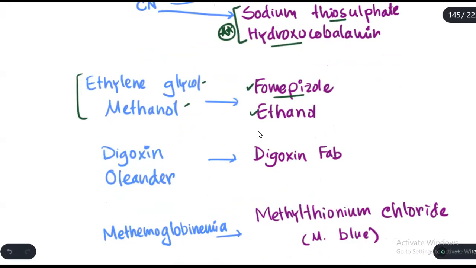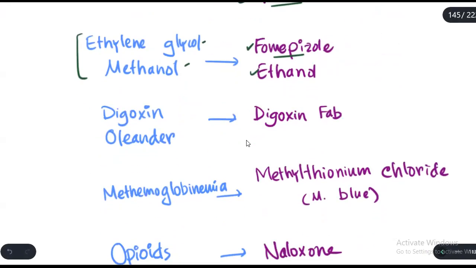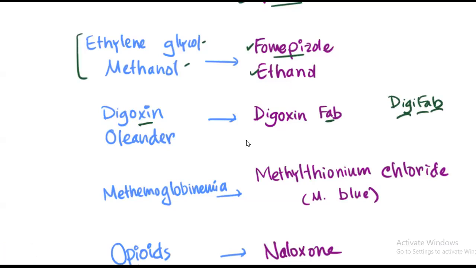fomepizole is not available. For digoxin poisoning, we have to use the antibody fragment, the DigiFab, digoxin antibody fragments. Those are monoclonal antibodies that combine with digoxin and neutralize its action. Oleander poisoning also has a digitalis-like effect because it has digitalis inside it. So if someone takes the flower of oleander and develops poisoning features like digoxin, give digoxin Fab.